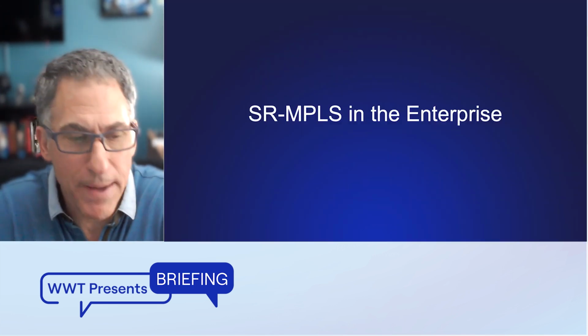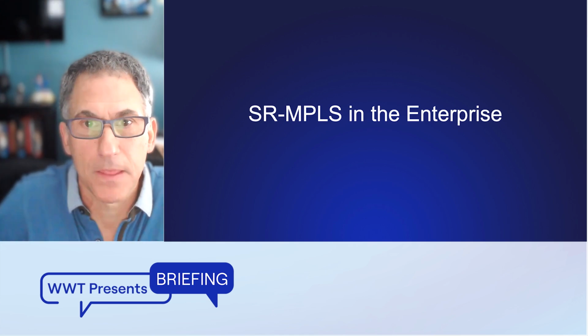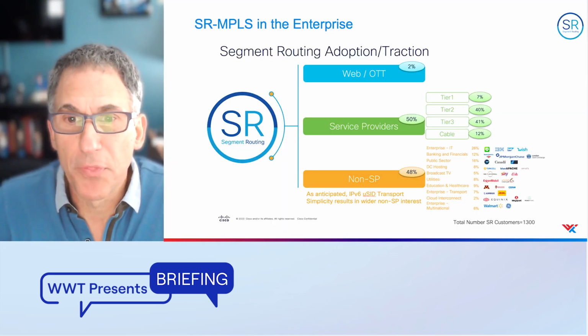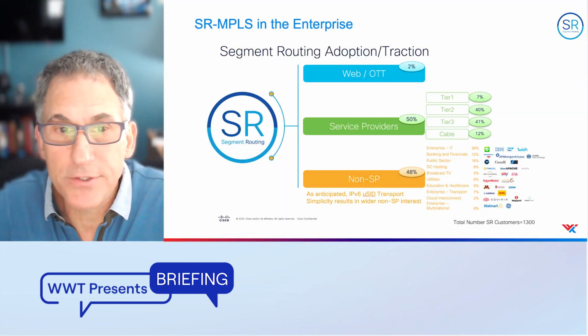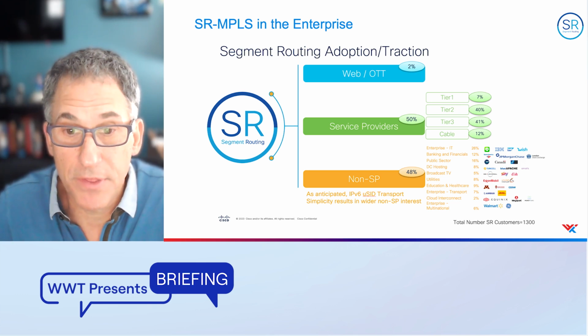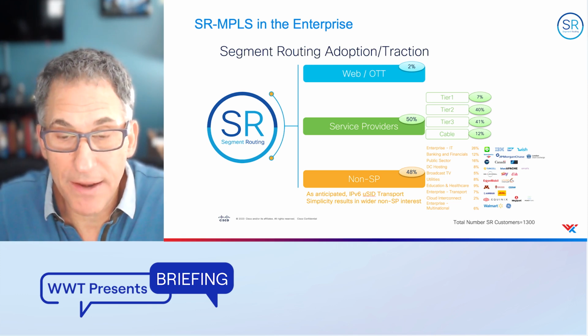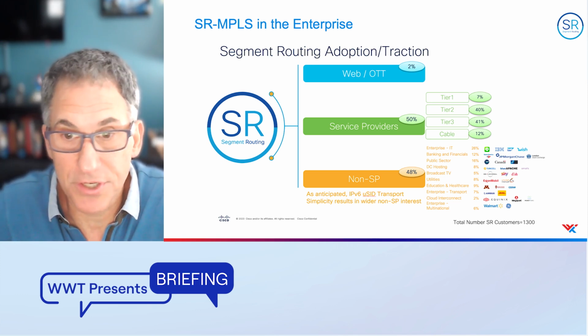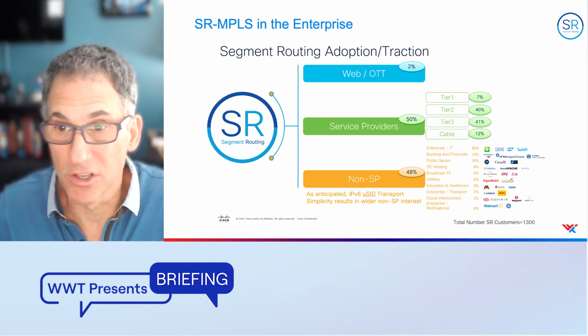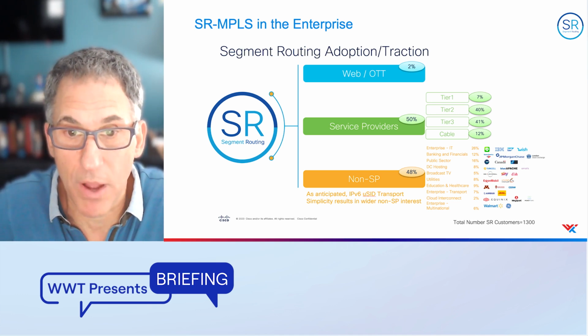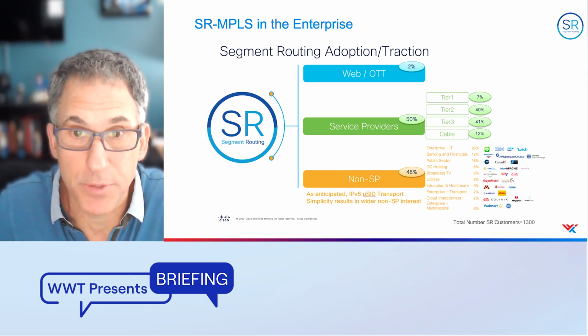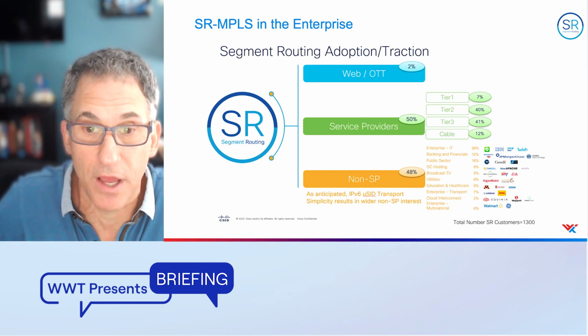So let's talk now about SR-MPLS in the enterprise. The first thing people think of with SR-MPLS, or SR, segment routing, is that it's a service provider technology. This is a slide from Cisco Systems without the numbers, just percentages. You can see right off the bat that non-SP deployments in enterprises are just as large as service providers. So there's a lot of traction of segment routing in the enterprise. This is not just a service provider technology.